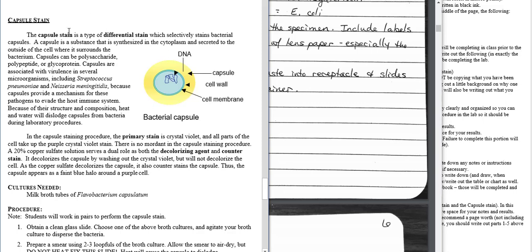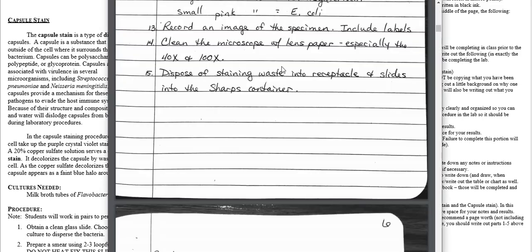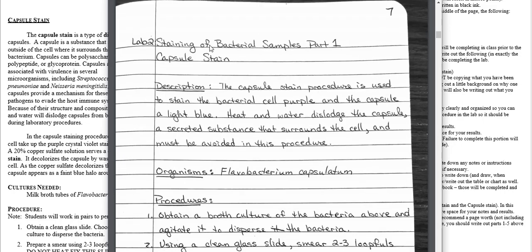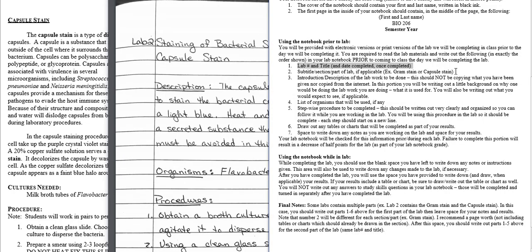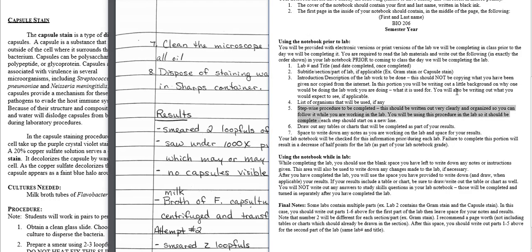Now, then we have a part 3 technically to this lab. So again, we go back to the beginning, lab number and title. Here we go. Results, right here, lab number, title. Second line, subtitle, capsule stain. Third one, introduction, description. Here's your description written out. Fourth one, organisms. Fifth one, procedure. Going through the procedure.